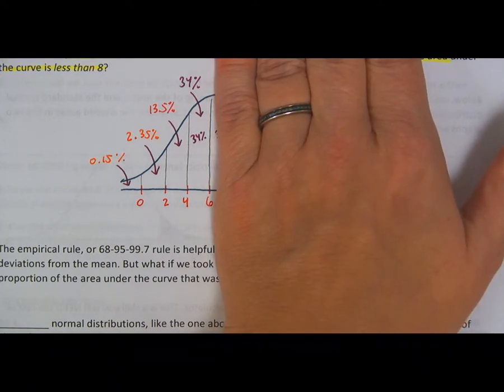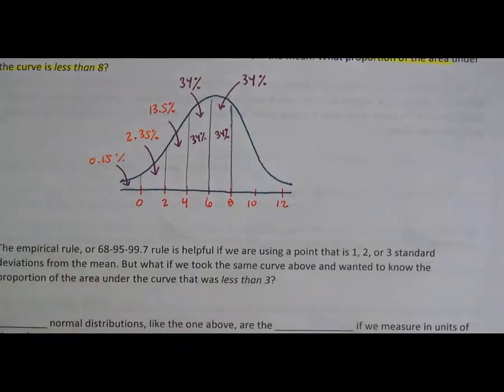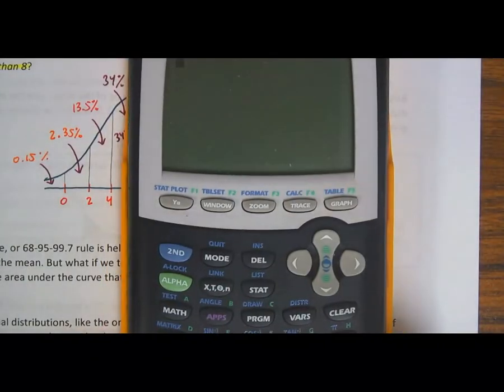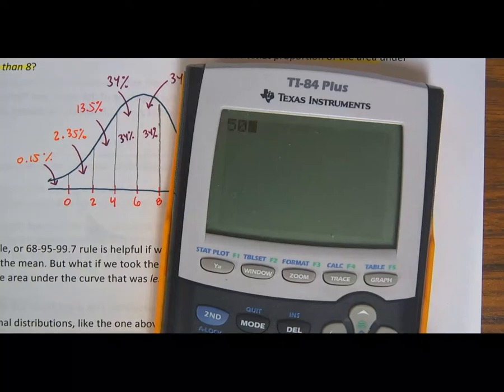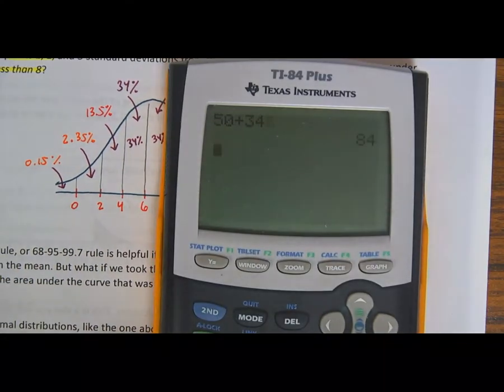So 50% of the area under the curve is over here. And then it wanted us to go all the way up to 8, so we have an extra 34%. So if we add all of those together, and I'm going to use a little bit of common sense, 50% takes me to the middle, and I just need to add an extra 34%.